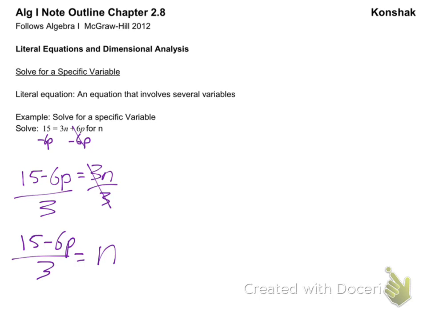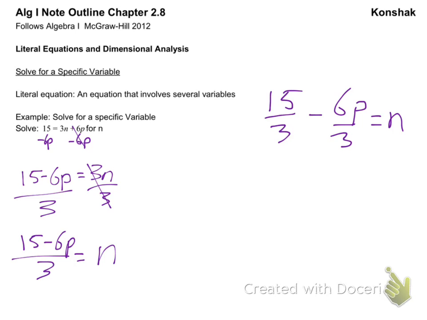Because think about how we put fractions together. If you're adding and subtracting fractions, the condition was get a common denominator, and then you can take the numerators and add them or subtract them. We're going to go in the opposite direction now. I am going to separate them. It's 15 over 3 minus 6p over 3 is equal to n. Is everybody okay with that? I basically took the numerator tops and gave them their own denominator. Notice it's the same. I didn't change it.